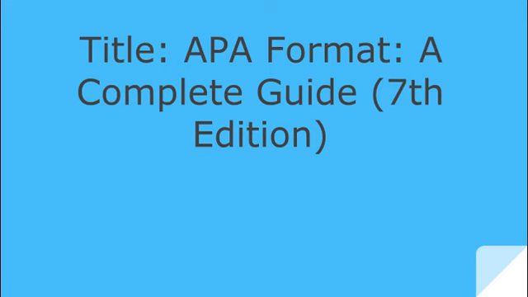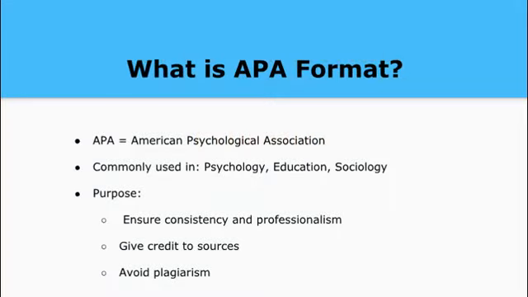Let's get started. APA stands for the American Psychological Association, which developed this style to standardize academic writing, particularly in the behavioral and social sciences. Why is standardization important? Because it helps create consistency in structure and referencing, making it easier for readers to focus on the content rather than deciphering various formats. APA is commonly used in disciplines like psychology, education, sociology, and even business.